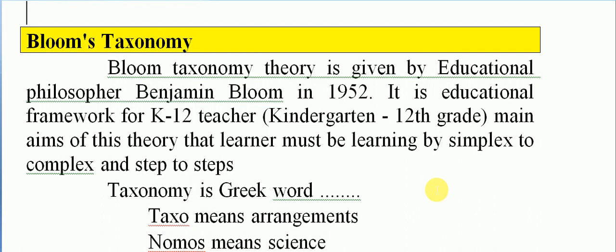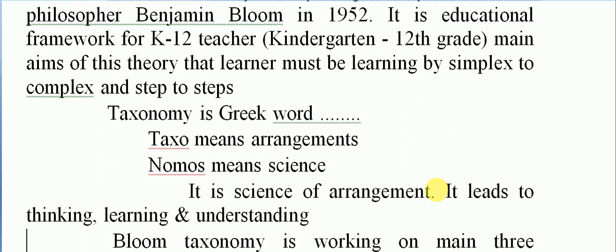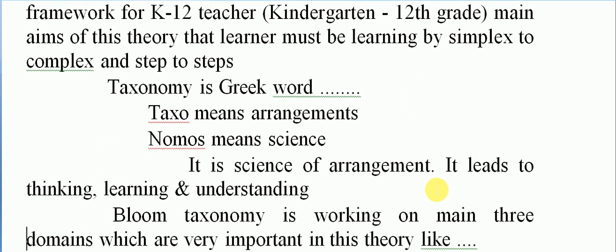Taxonomy is a Greek word. Taxo means arrangement, nomos means science. So we know that it is the science of arrangement. It leads to thinking, learning and understanding. Bloom's taxonomy comprises learning domains. We already learned this in a previous video.